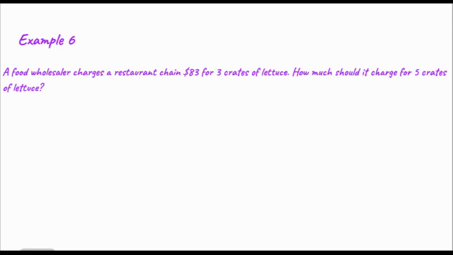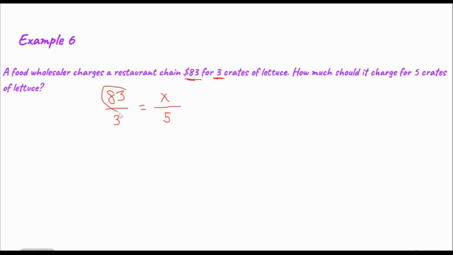So in this problem, we have a food wholesaler that charges a restaurant chain $83 for 3 crates of lettuce. How much should it charge for 5 crates of lettuce? So this is a proportions problem. We have $83 for 3 crates. That would be one ratio of our proportion, 83 divided by 3. Now, how much should be charged for 5 crates? Since I put money on top of my fraction, we don't know how much money the other proportion has. That's going to have to be the variable, and it's going to have to be on top. We want to match money with money, crates with crates. So that means our 5 goes down below.